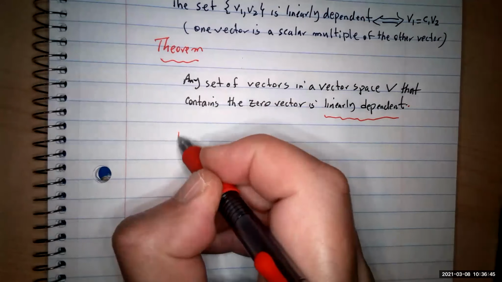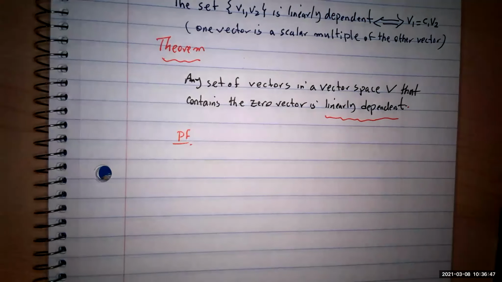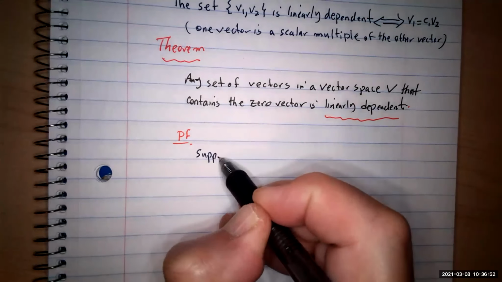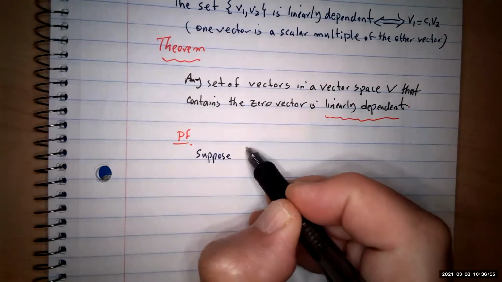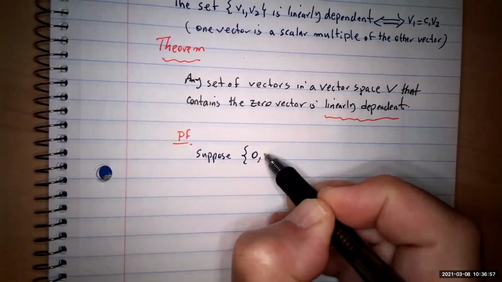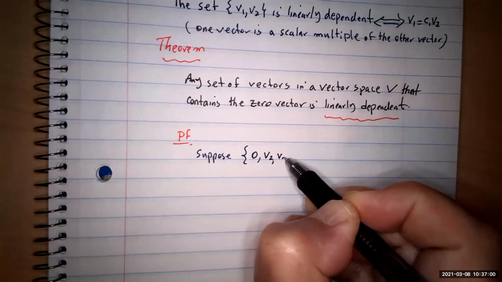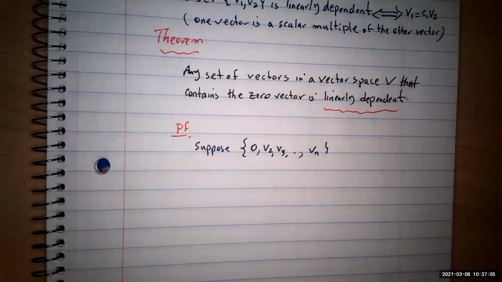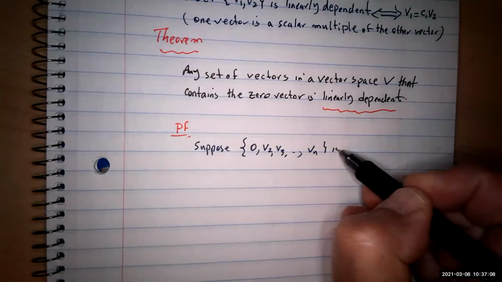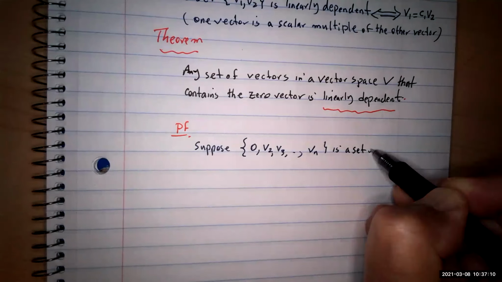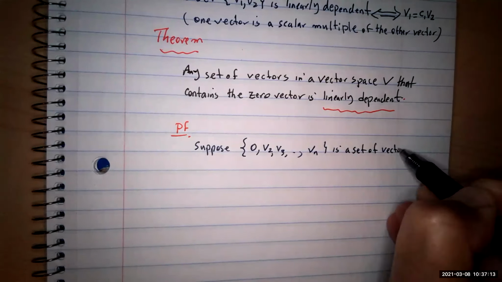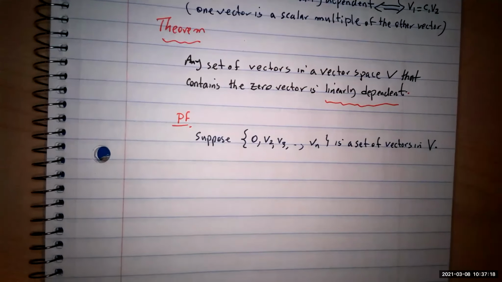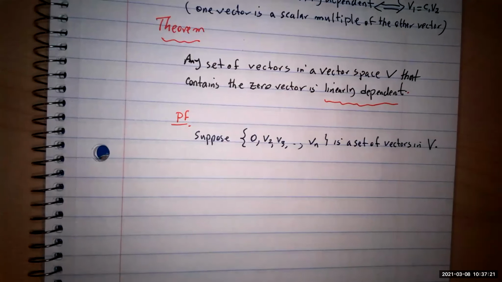I can prove it for you. Look at this one. Get a set with the 0. Suppose this is what we got: a set of vectors in V, where the first one is 0, and the others are v1, v2, v3, up to vn. What do you want to prove? We want to prove they are dependent.